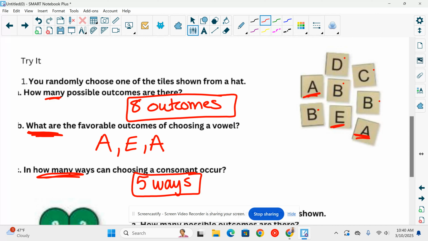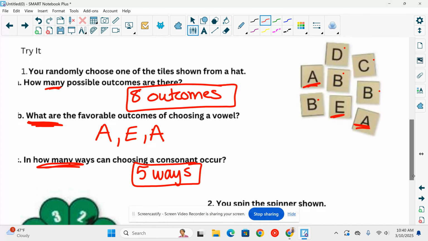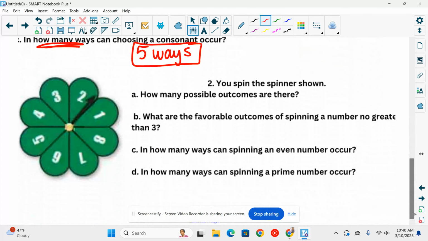I want you to try the spinner part. Pay attention to the questions that it's asking. You spin the spinner shown. How many possible outcomes are there? Write it down. What are the favorable outcomes of spinning a number no greater than 3? And how many ways can you spin an even number? And how many ways can you spin a prime number? Try answering those questions.